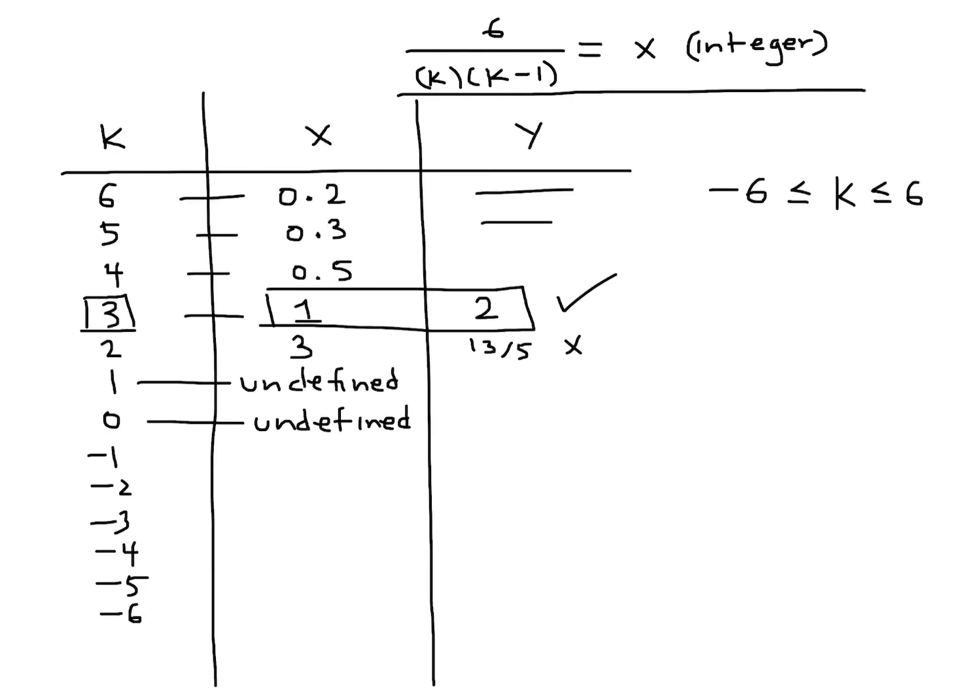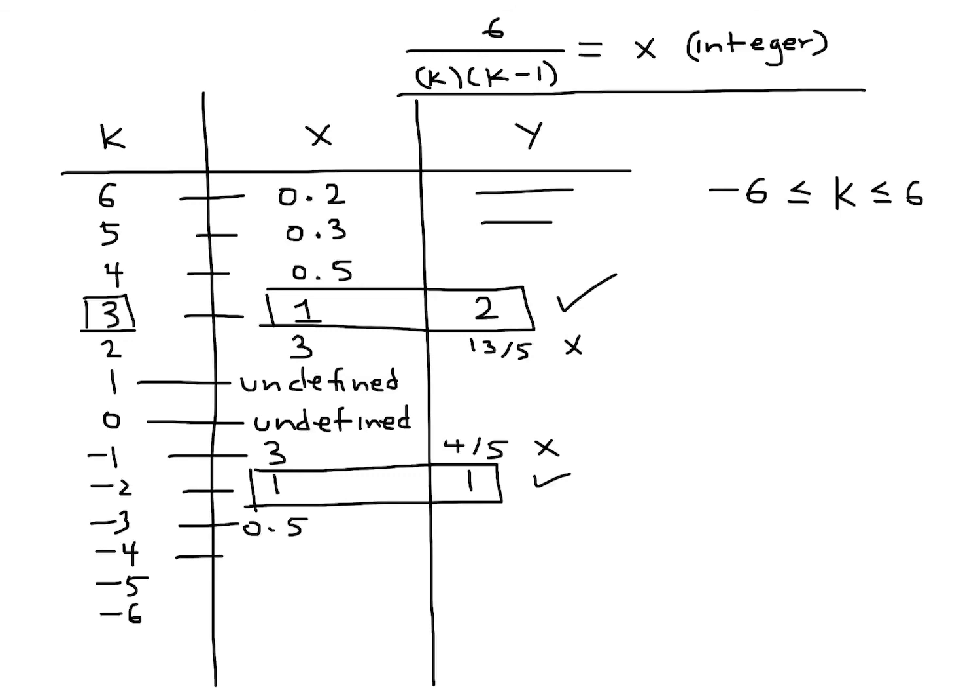Moving down to negative 1, x becomes 3, but y is going to be 4 over 5. So no good. Both have to be integers. Negative 2 for k, you get 1 for x, and you get 1 for y. So that is another lattice point. When k is negative 3, you get 0.5 for x, so no good. Negative 4 gives you 0.3. Negative 5 gives you 0.2. And negative 6 gives you 0.14 approximately.